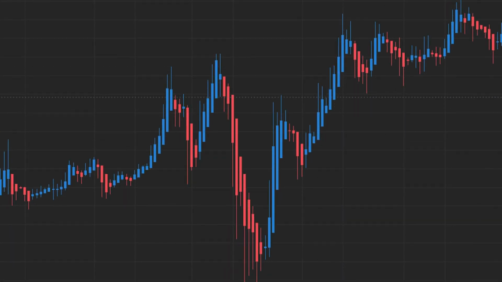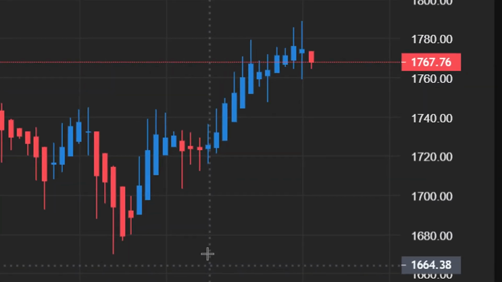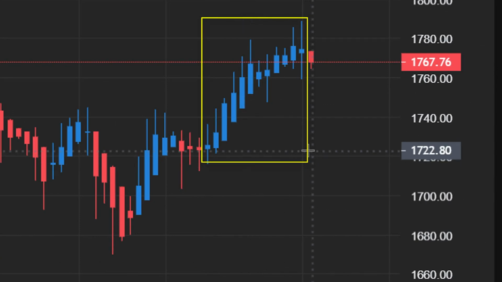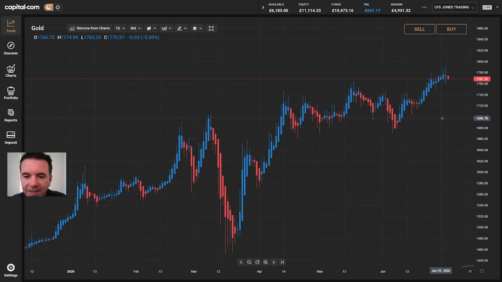At the moment, at the time of recording, we've had pretty much 2.5 weeks or so of blue candlesticks, higher candlesticks, suggesting the trend is higher. While we're recording now, the current candlestick is red. We'll see how that turns out by the end of the day.